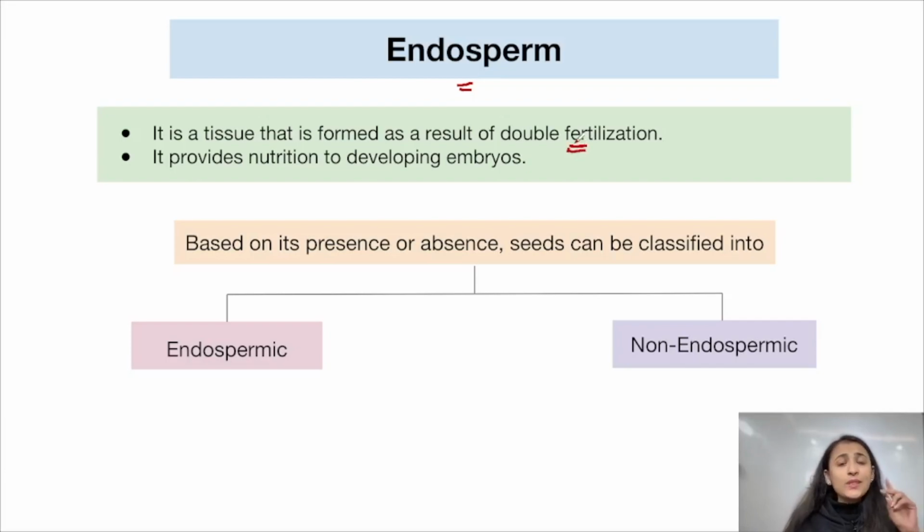There are two male gametes. One of the male gametes fuses with the egg cell to give rise to the zygote and then the embryo. The second male gamete goes upwards and fuses with the two polar nuclei in order to give rise to a triploid primary endosperm nucleus. And what does it do? It divides to form the endosperm tissue.